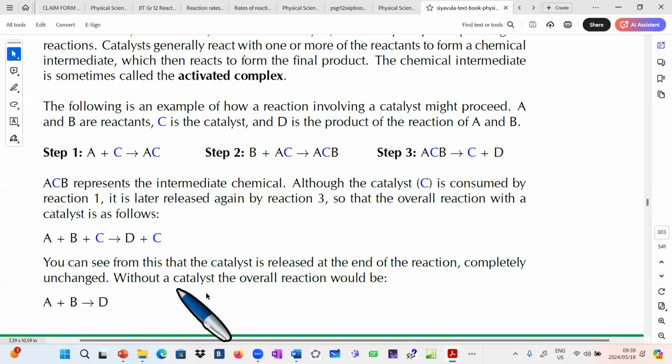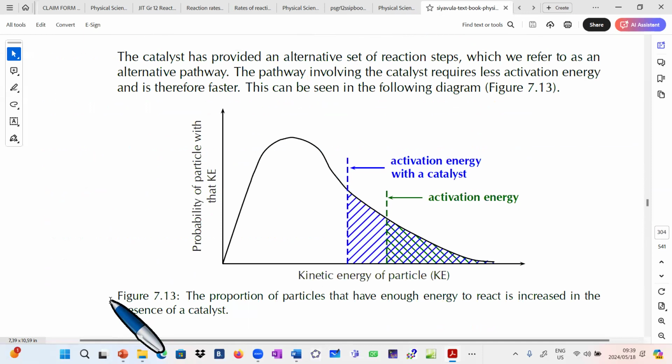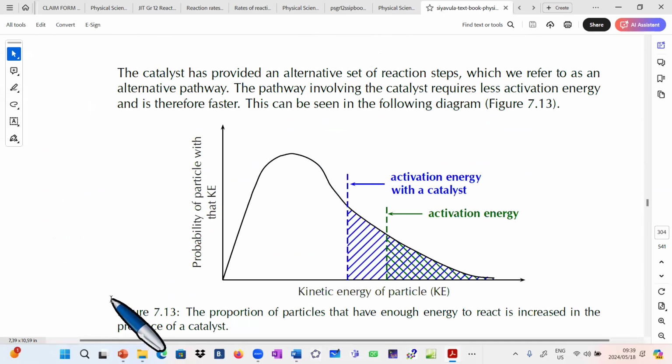Without a catalyst, the overall reaction would just be combining reactant A plus reactant B to get the product D. Just look at this particular interesting graph that comes up in the exam.